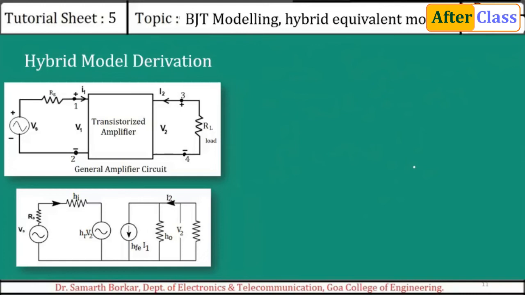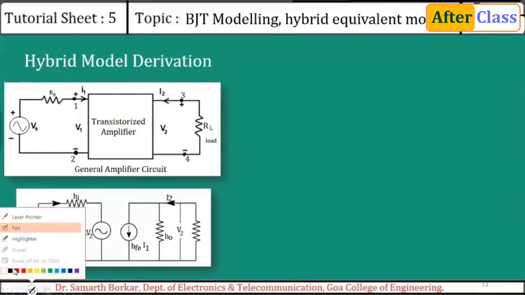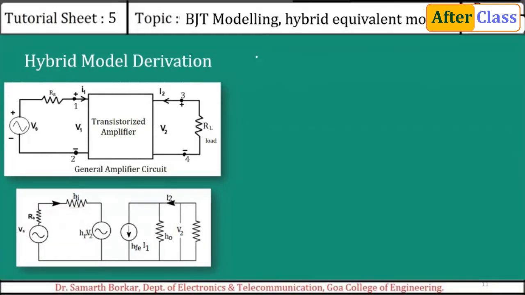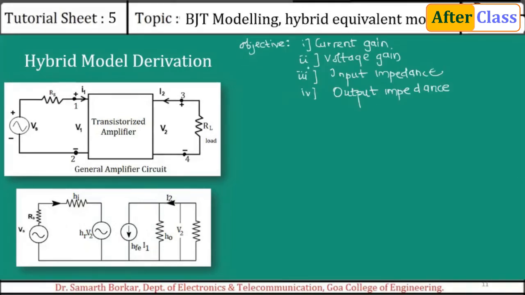Now the hybrid model derivation. We'll just make a start on it. Now from this, what is the job of this model? It's 4:46, another 4 minutes, I'll take this class. The objective here is in these parameters for this general diagram. Right now we are not discussing whether it's a common emitter, common base, or common collector circuit. That's the reason why we are not mentioning whether it's HIE or HFB and so on.